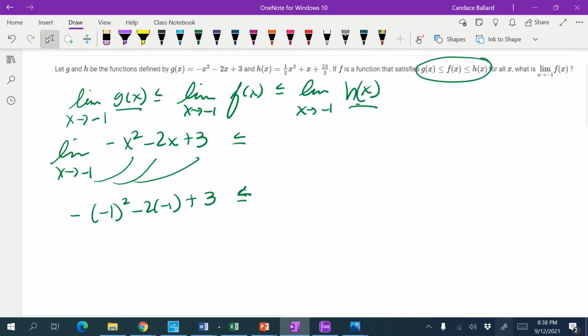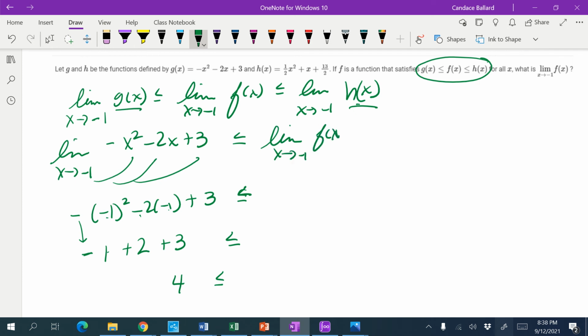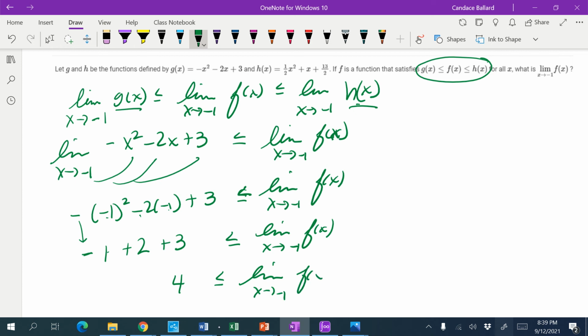Okay, then let's see, I get -1 squared is 1, but this negative comes from that. -2 times -1 is +2 plus 3. So when I add -1 plus 2 plus 3, I believe that is 4. This middle piece is still always going to be the limit as x approaches -1 of f of x. So I'm just going to write that a few times. Okay, and we know that they're all less than or equal to.